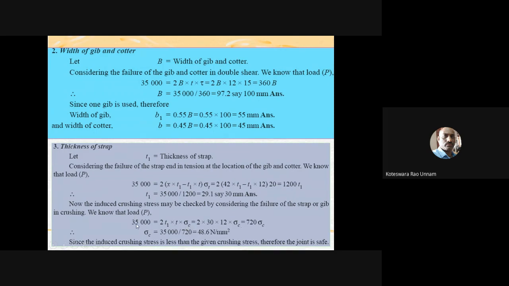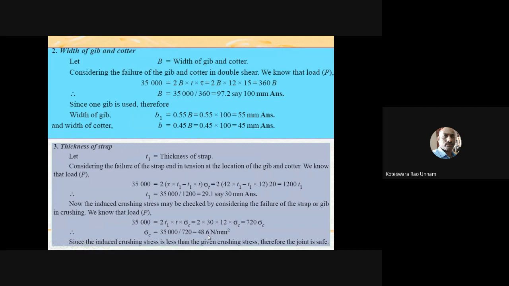So for that, the applied load should be equal to the crushing area, which is nothing but 2 into T1 into T multiplied by sigma C. From this you need to compute sigma C. So sigma C is nothing but 35,000 divided by 2 T1 into T. We already calculated T1 as 30 and T as 12 mm.